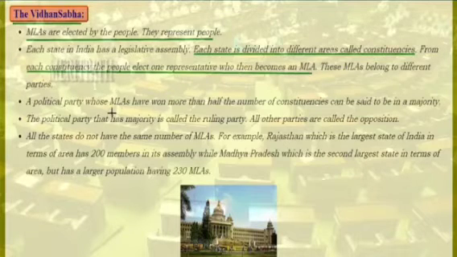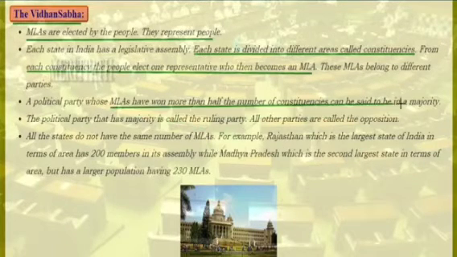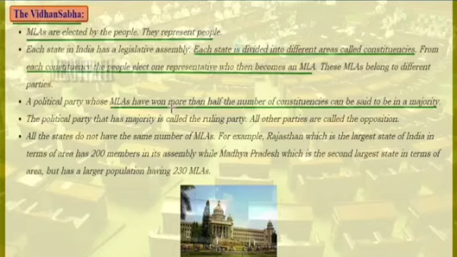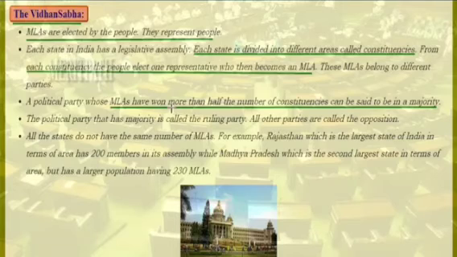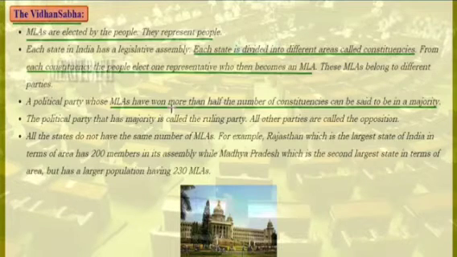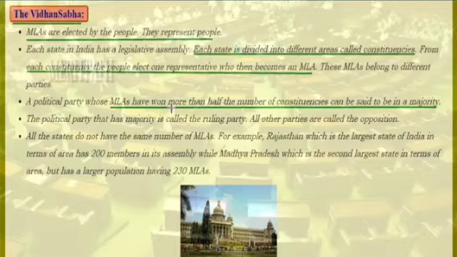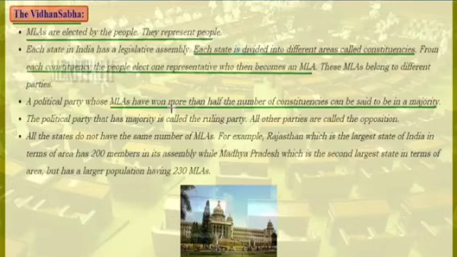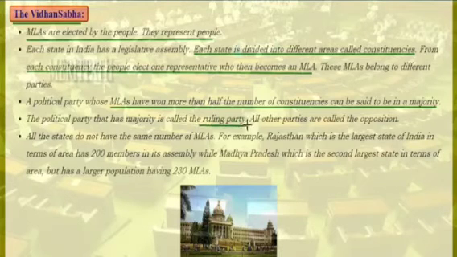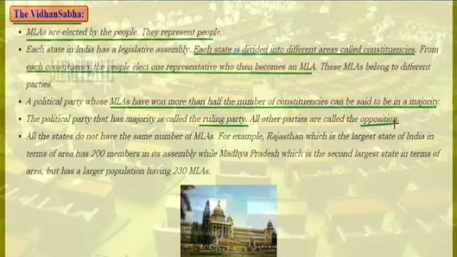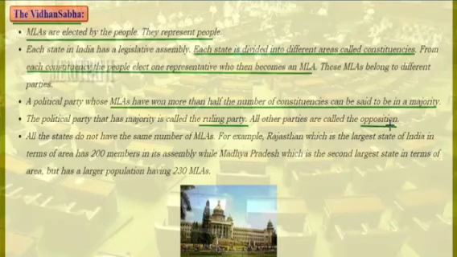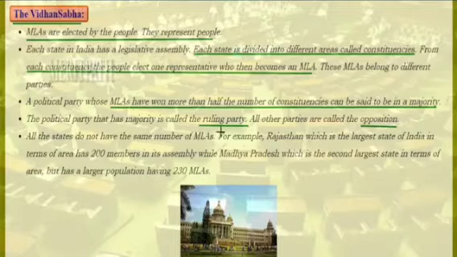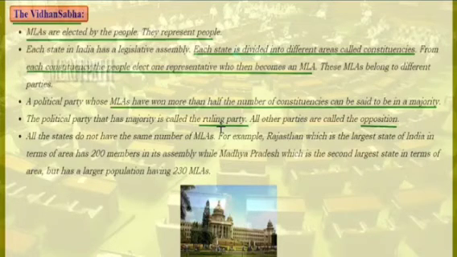All the MLAs together represent the Vidhan Sabha. These MLAs can belong to any political party. Any political party whose MLAs have won more than half the number of constituencies, suppose there are 40 constituencies and a party has won 22, comes under the majority. That majority party becomes the ruling party.